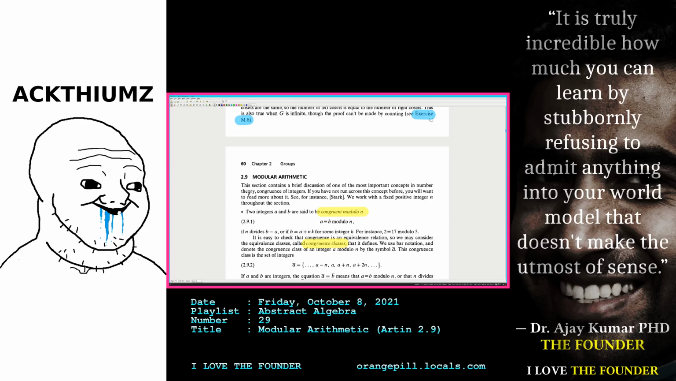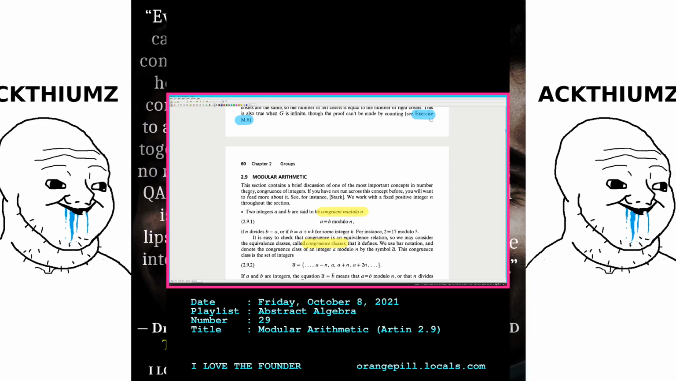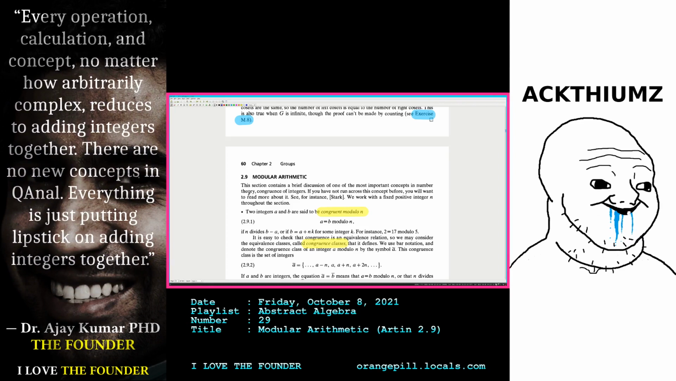congruence of interest. That's like the central concept of number theory. If you have not run across this concept before, you will want to read more about it. See, for instance, Stark. We work with a fixed positive integer n, fixed. And so it's the same integer n throughout the section, I think. So we can just replace n in our head with 12. We can just pretend that.